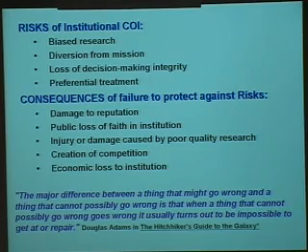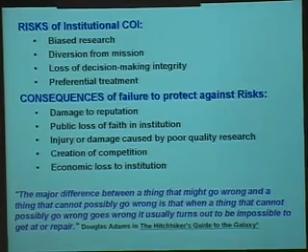So the consequences of failure to protect against those risks are basically the loss of public trust and the damage to reputation and all the kinds of consequences that come from that. So the bad things that happen to the university's reputation and consequently the economic losses that come from not having a good reputation. But when we're talking about institutional financial conflict of interest, we can be talking about direct conflicts.